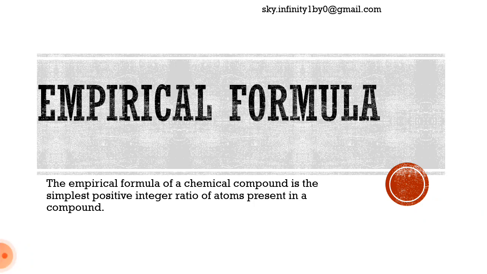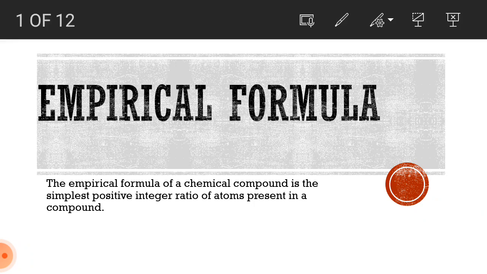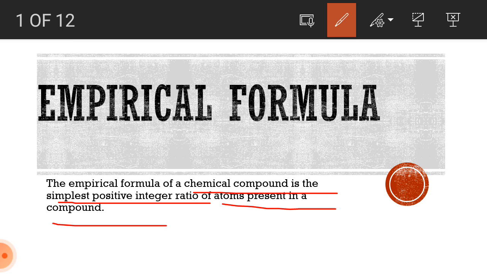Today we shall deal with the empirical formula, stoichiometry, stoichiometric equations and limiting reagents. These are the last parts in the basic concepts of chemistry. To start off, the empirical formula of any chemical compound is the simplest positive integer ratio of atoms present in the compound. So empirical formula is just basically a ratio.